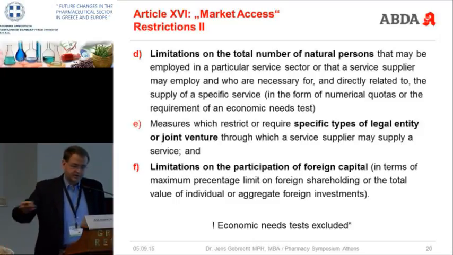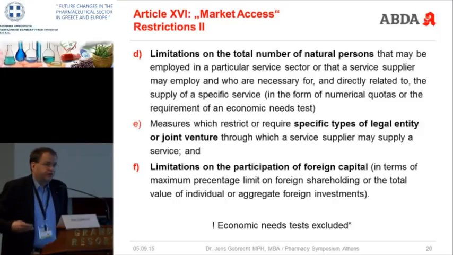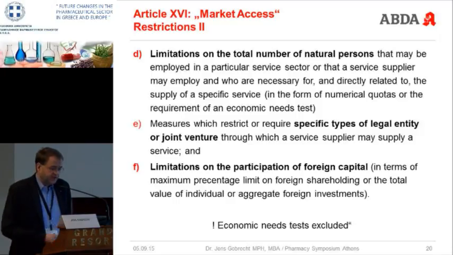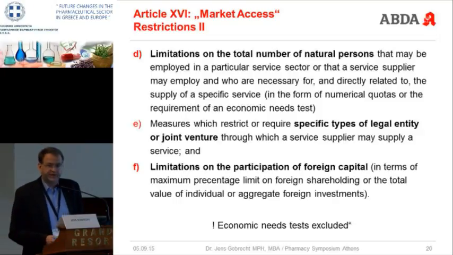in your country, natural persons from another country, and specific types of legal entity or joint ventures that you allow to perform a certain service. This, for example, is a German example where only a pharmacist can run a pharmacy. And F is limitations on the participation of foreign capital.